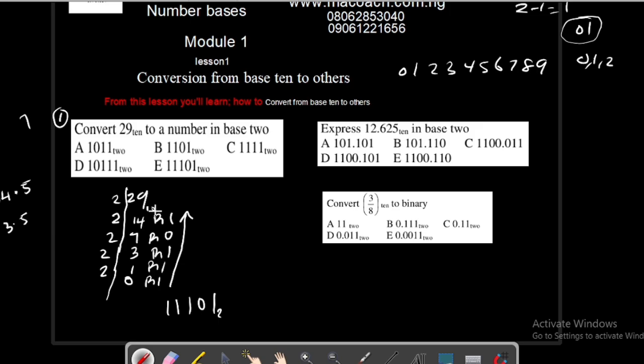In the VIP class, we'll be discussing the decimal part and the fractional part of this content.